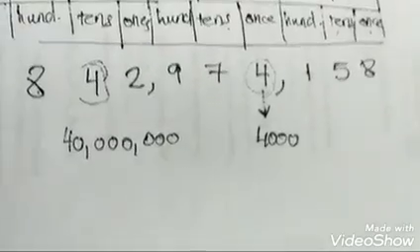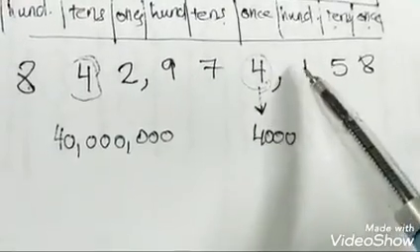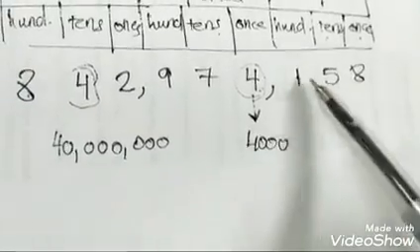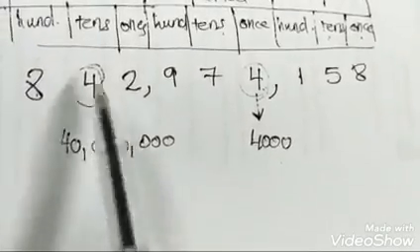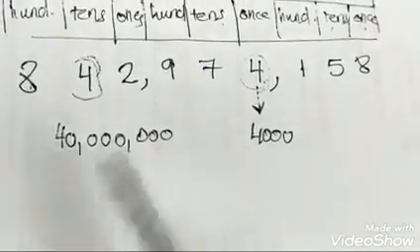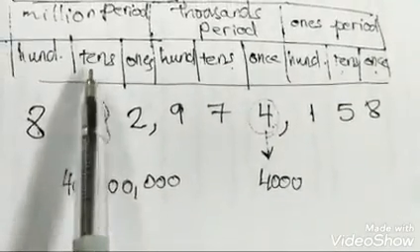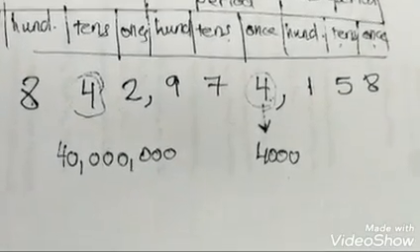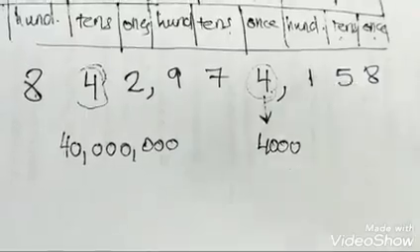So now, how can I find the value? This 4 has three digits to the right side. I will delete them and put a 0 instead of each of them. Same here, I will replace each of these digits with 0. It gives me the value. And I have to know which place value it is.